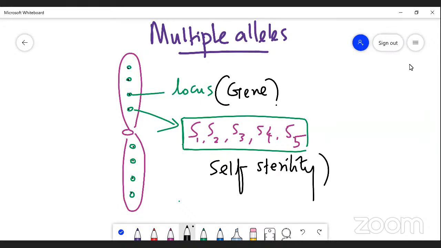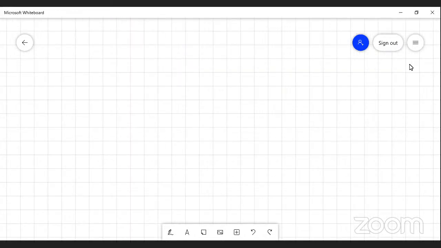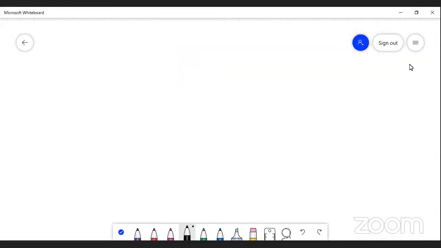So these allelic forms of genes may control sterility in plants. Actually, sterility is caused by multiple alleles. I repeat once again, what is sterility? Sterility is a process in which the pollen grain does not germinate when it is transferred to the stigma. That is called sterility. I am going to show you the structure so that you can understand.